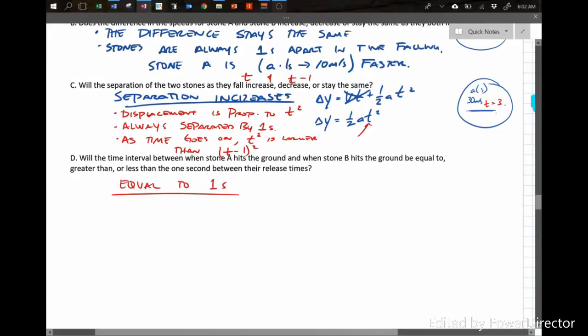Equal to 1 second as far as when they hit the ground. B is always 1 second behind A.